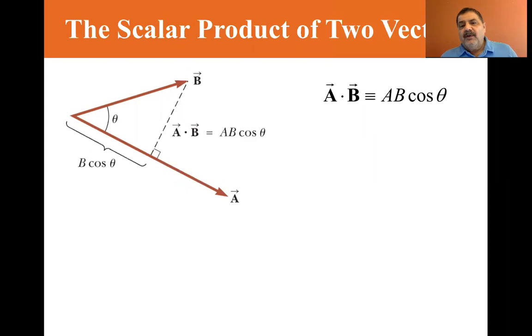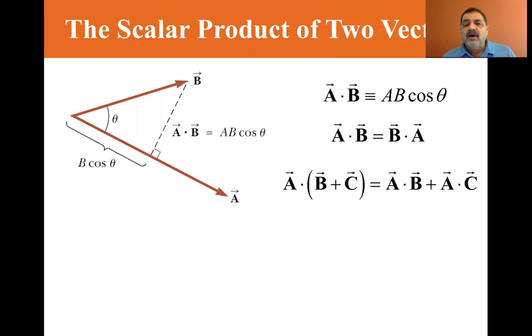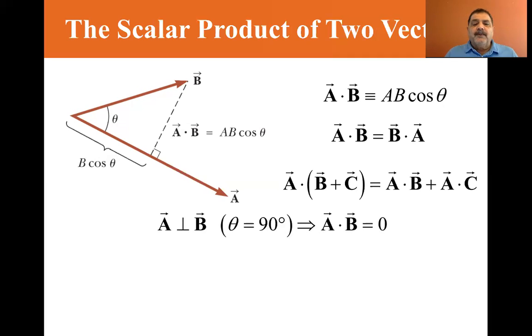It is commutative. A dot B equals B dot A. It also obeys the distributive law. A dot (B plus C) is equal to A dot B plus A dot C. Now, if A is perpendicular to B, since theta is equal to 90 and the cosine of 90 is equal to 0, A dot B equals 0 when the two vectors are perpendicular.